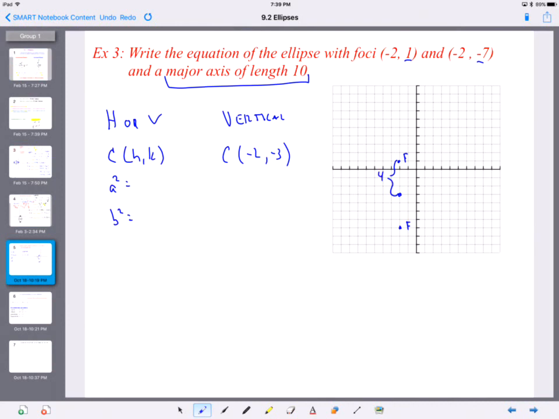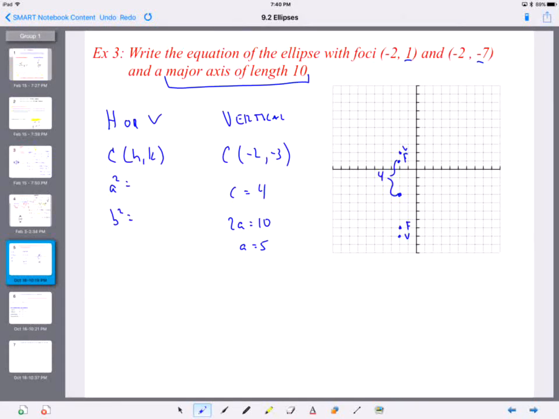Now it doesn't ask for it, but let's go ahead and write it down. It might be something we need. So we know the c value has a distance of 4, that's the foci. Your major axis has a length of 10. Well, the major axis is twice that a value, so that means the a value is 5. So if we wanted to, we could go 5 and 5. That represents the major vertices.